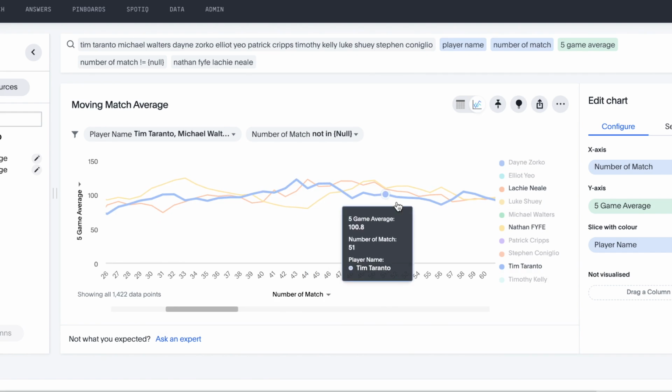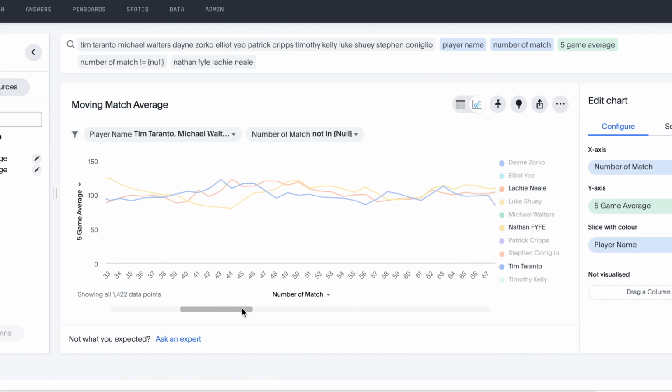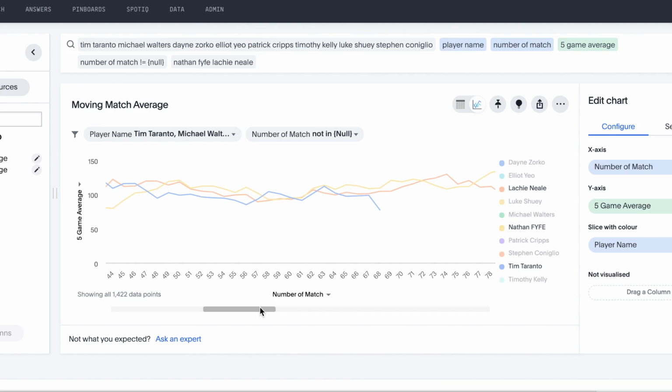At the same time in his career, he is thereabouts in a scoring pattern with both Nat Fife and Lachie Neale. And it's really just the last probably couple of matches where this has dropped off. But we can see that this is a really strong indicator that Tim Taranto might be ready for a breakout year and start getting his average above that 100 points per moving game average.